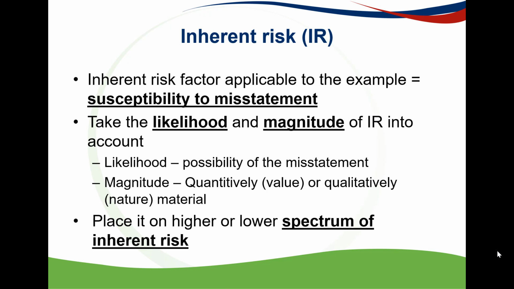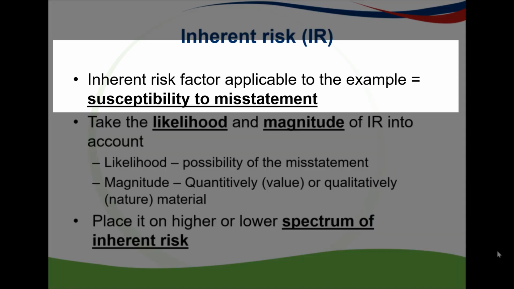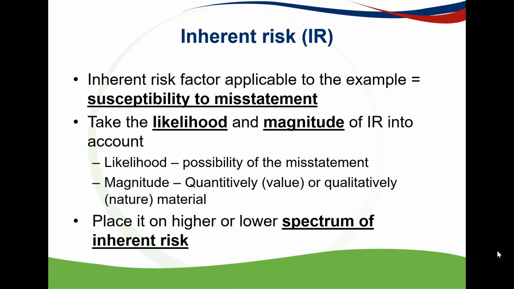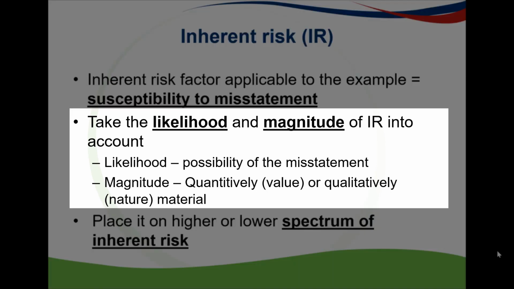In that case, the inherent risk factor that could be identified relates to susceptibility to misstatement, which refers to something that is likely to take place and will be difficult to resist. In other words, management might really want those bonuses, and it is therefore very likely that they might manipulate the financial statements. So whenever you look at inherent risk, you have to take the likelihood and magnitude into account.